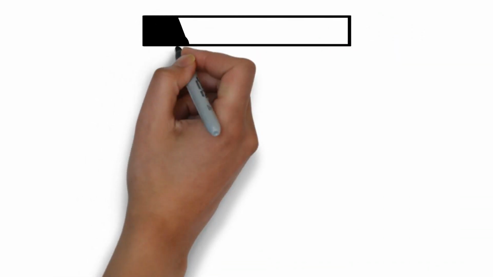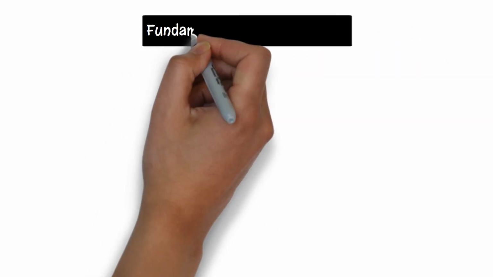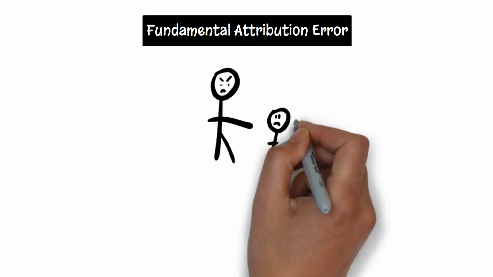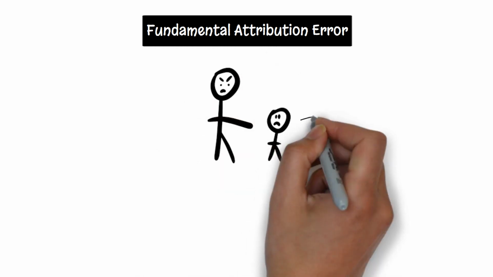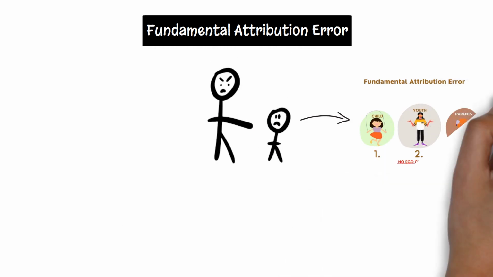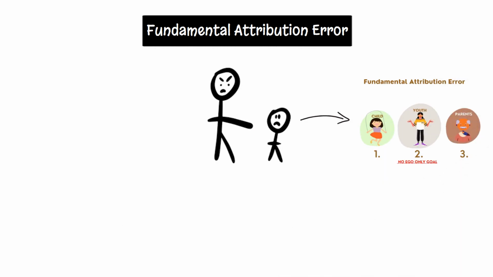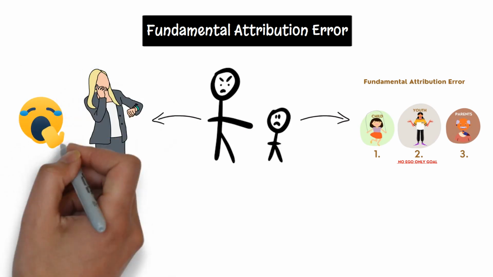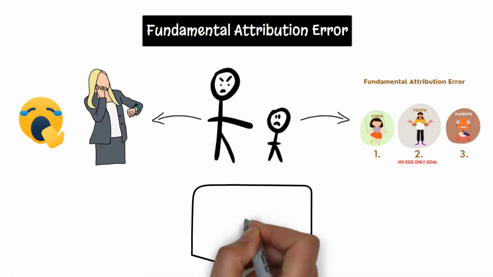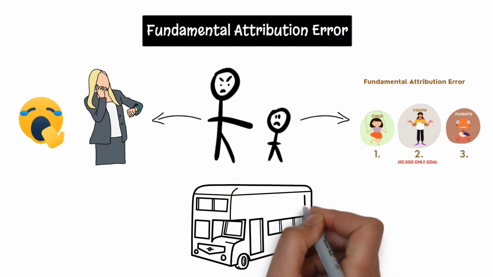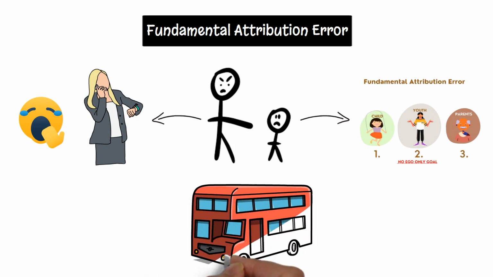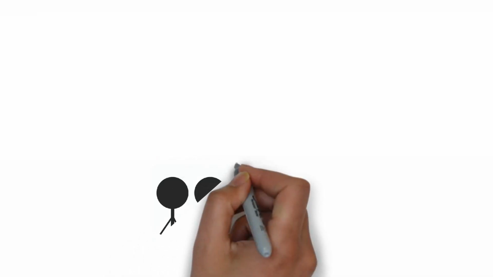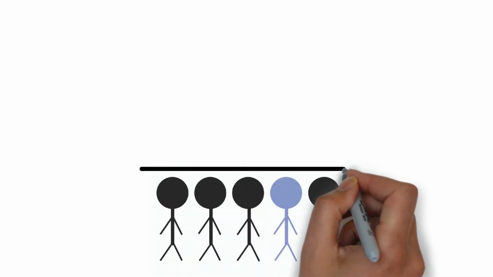One of the core concepts in social psychology is the fundamental attribution error, which refers to our tendency to overemphasize personal characteristics and ignore situational factors when judging others' behavior. For example, if a student is late to class, we might think of them as disorganized or lazy, rather than considering that they might have been delayed by a situation beyond their control. Like a transportation strike.